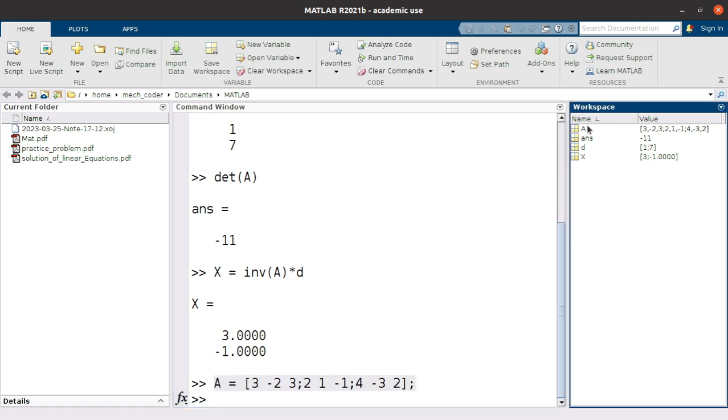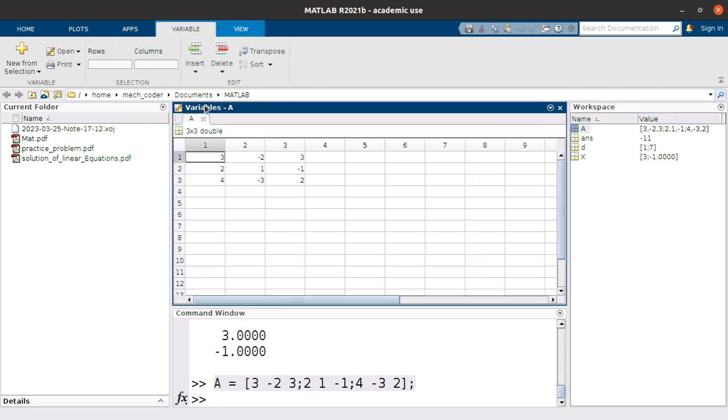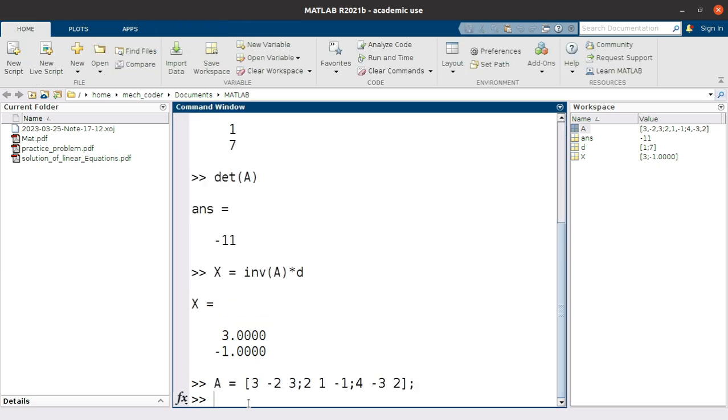You can simply go to the workspace and double click on this variable A, which is the matrix A, and a window will appear with the name Variable A, and this is my matrix, which is 3 cross 3. You see at the top, 3 cross 3 matrix. That means it is again a square matrix.